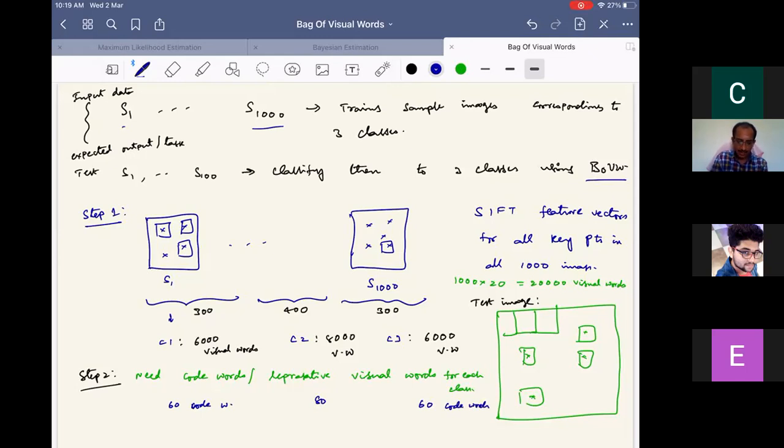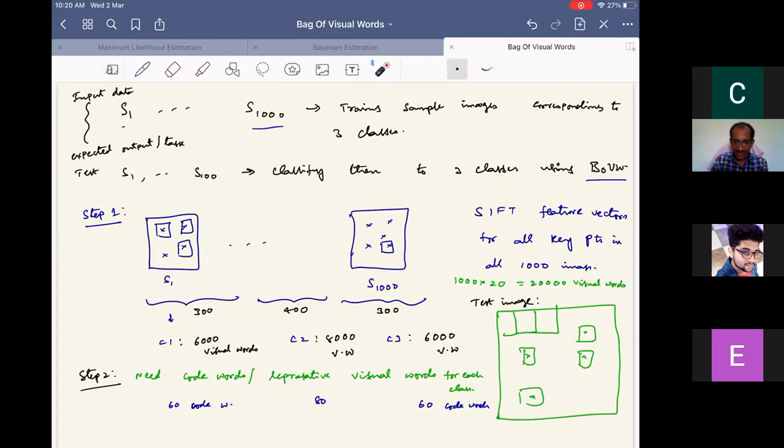Overall, how many representative code words, or representative visual words, will I get? It will be 60 plus 80 plus 60, 200. Yeah, 200 visual code words I will get. Okay, so now what should I do? Okay, from here to here, in step 2, what is it that we should do? Any idea? I need some good answer now.